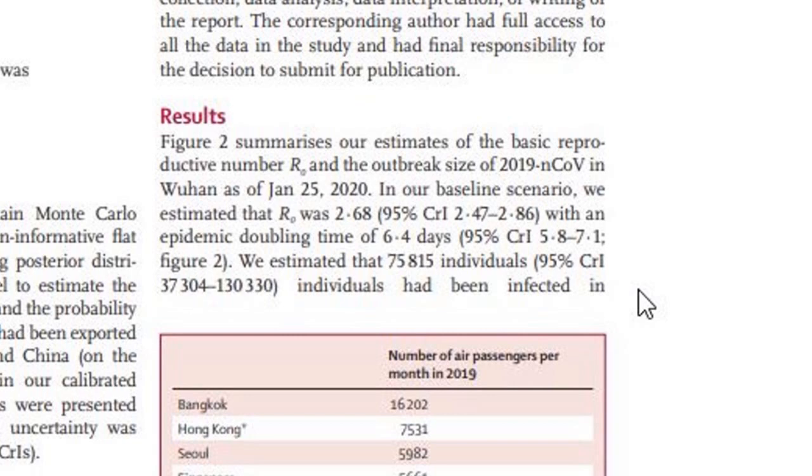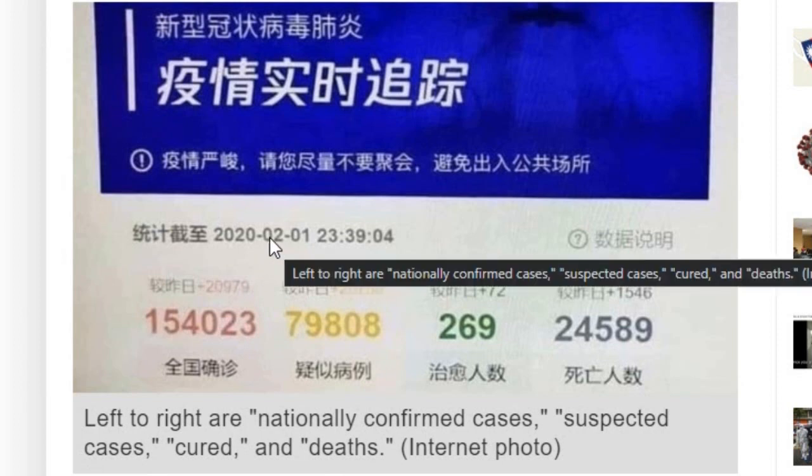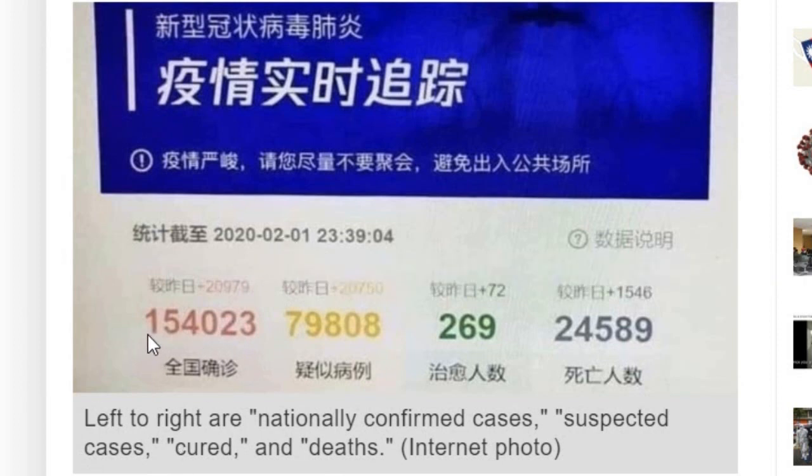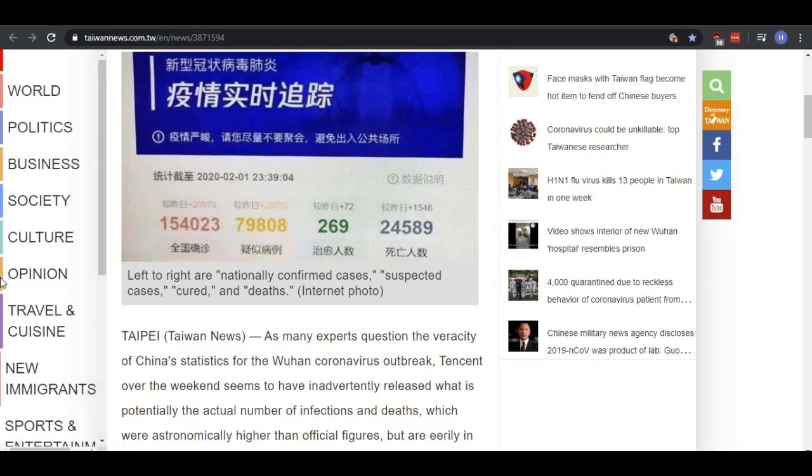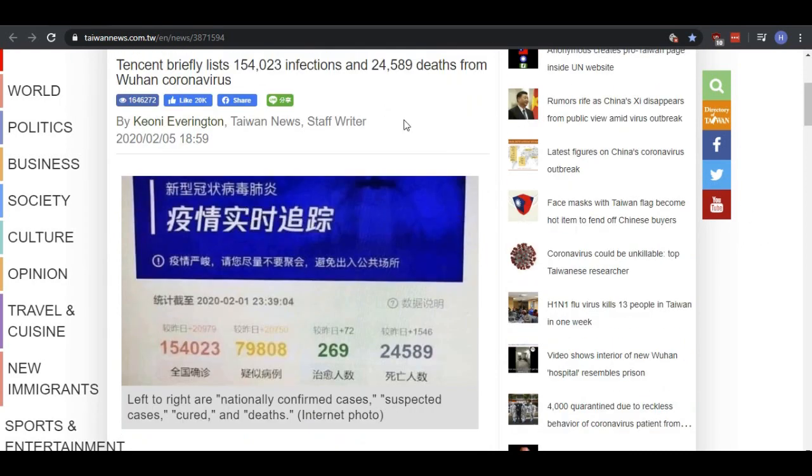If we go back to this Tencent image and look at the date of February 1st, we see 154,023 infected. Now those numbers are pretty close, 151,630 versus 154,023. That's pretty close to what the Lancet estimated with the doubling and everything of what the cases should be. So, granted, there's still 80,000 suspected cases on top of that, but I'm just saying, keep that in mind too. There's reasons to believe both sides of the story, but you have to really pay attention and pick and choose what you think is real.